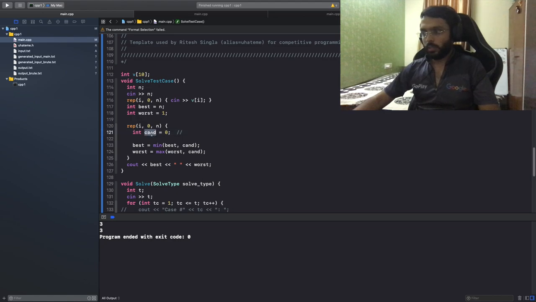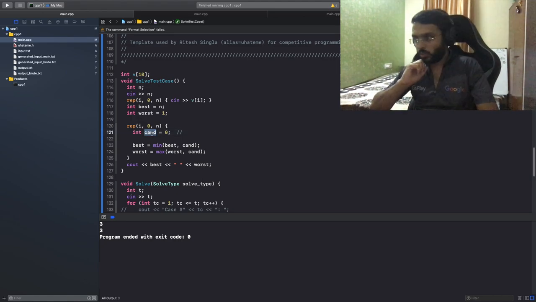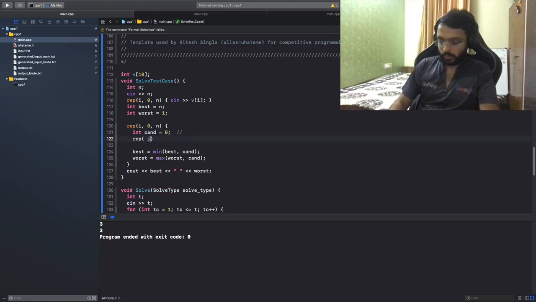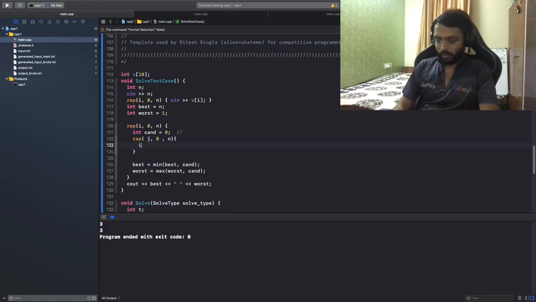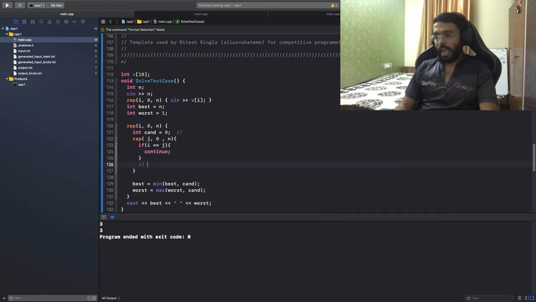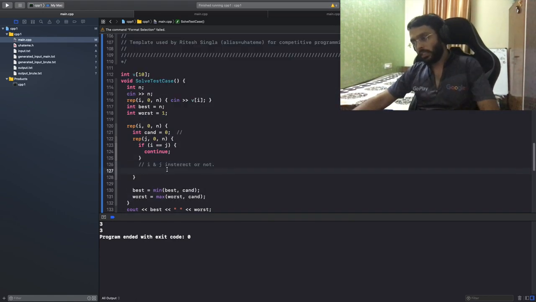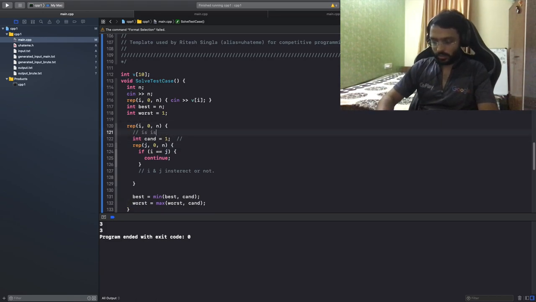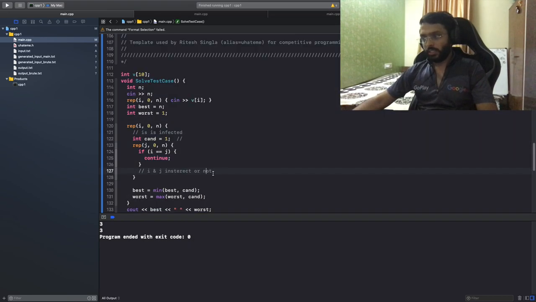So what I do need to do is figure out what the value for the candidate should be. So for j from 0 to n, if i equals j, continue. Otherwise I have to see if i and j intersect or not. If i and j do not intersect, that means j won't get infected at all. So initially I'm assuming i is infected. If i and j intersect, j will get infected as well, otherwise j won't get infected.